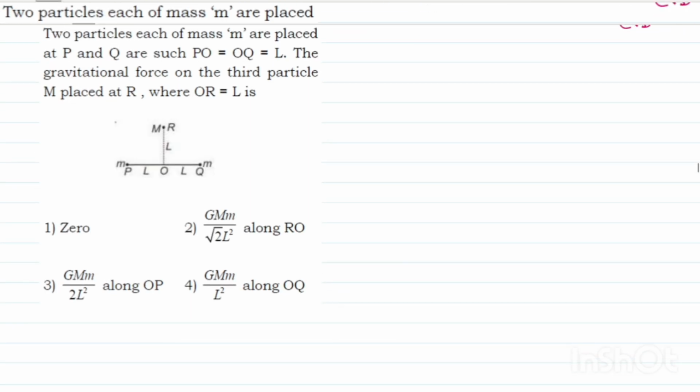Let us see the next question, students. Here the next question says: two particles, each of mass m, are placed at the points P and Q such that PO equals OQ, which is equal to L. We need to calculate the gravitational force on the third particle M placed at R, where OR is L, which is on the equatorial line.